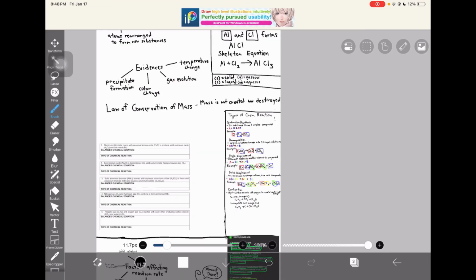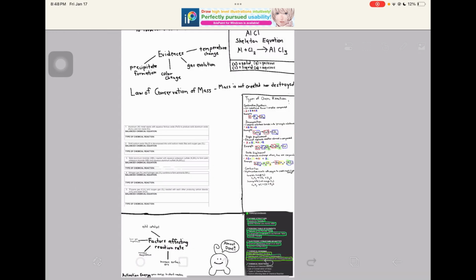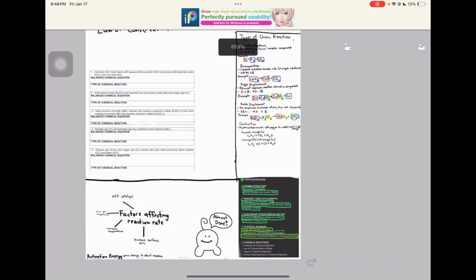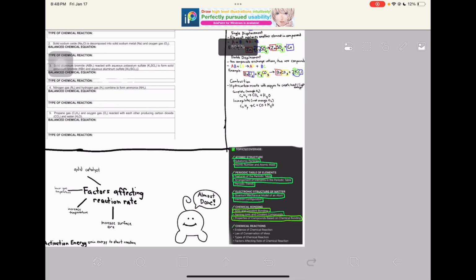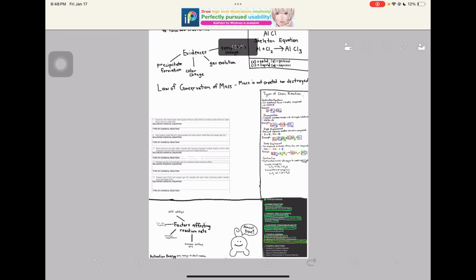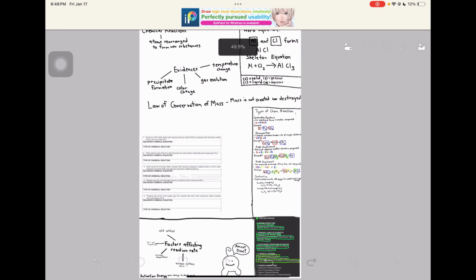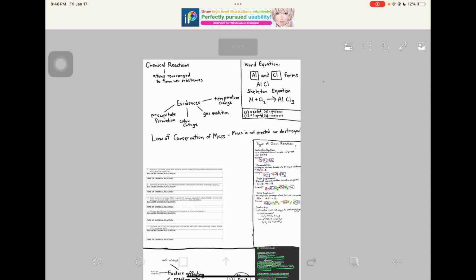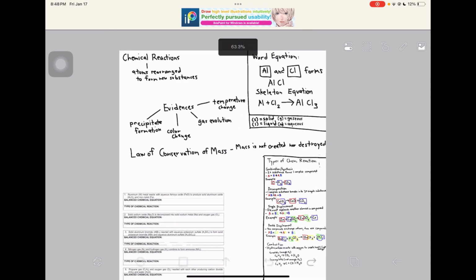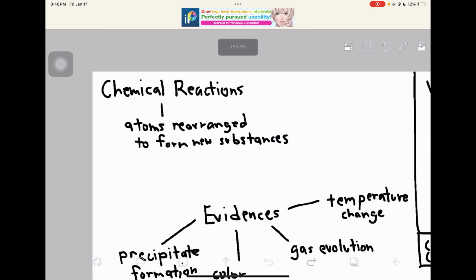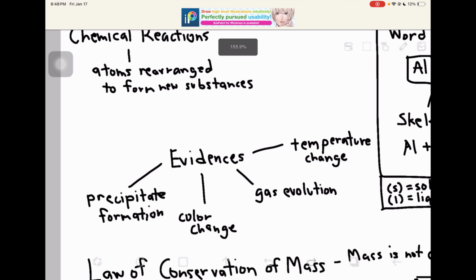Well, we're here. After 1 hour and 38 minutes approximately, we've arrived at the final destination, and this is the final slide that I'll be making. If you're still here, incredible. It's all about chemical reactions. Chemical reactions are simply when atoms are rearranged to form new substances. So, what are the evidences that we can see that there's a chemical reaction?